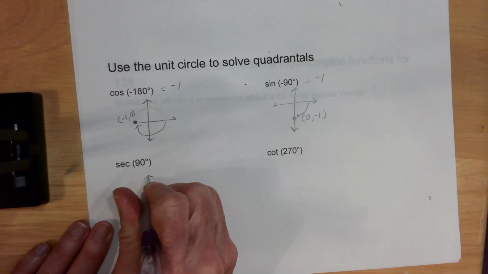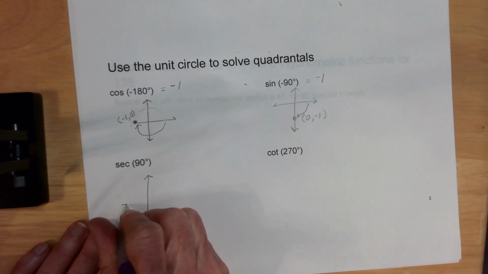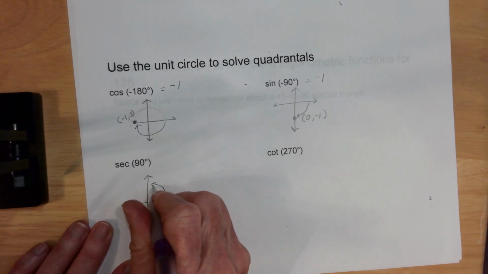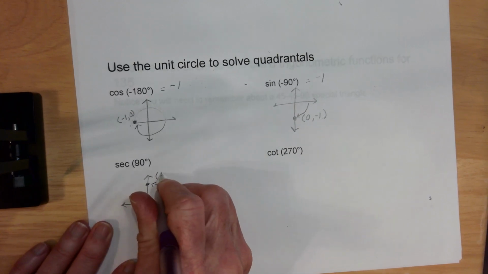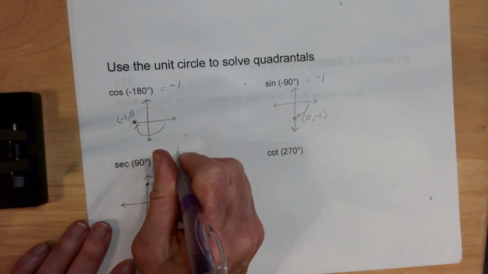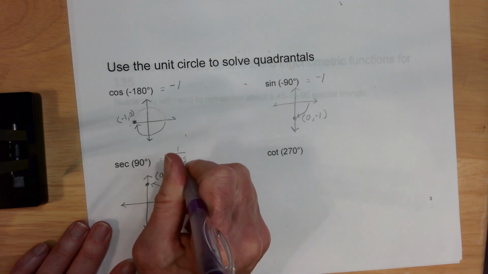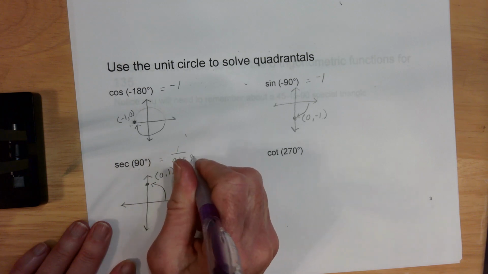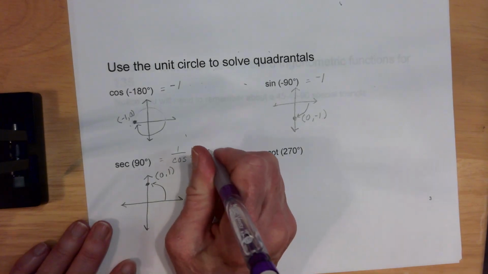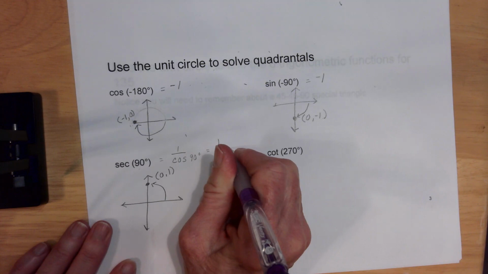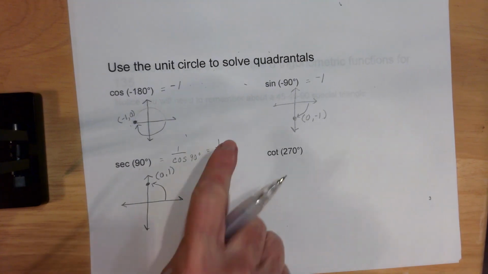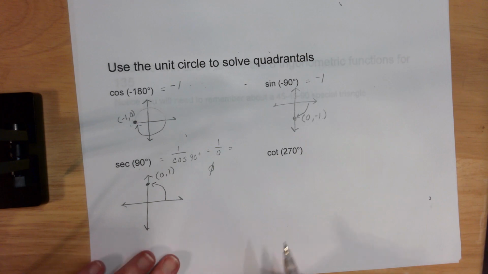I'm looking for the secant of 90. 90 is up here, so the ordered pair is (0, 1). Remember, the secant is the same as 1 over the cosine. So 1 over the cosine of 90, and the cosine of 90 is 0. So I have 1 over 0, which is undefined. It can't be done. I can't have 0 on the bottom.